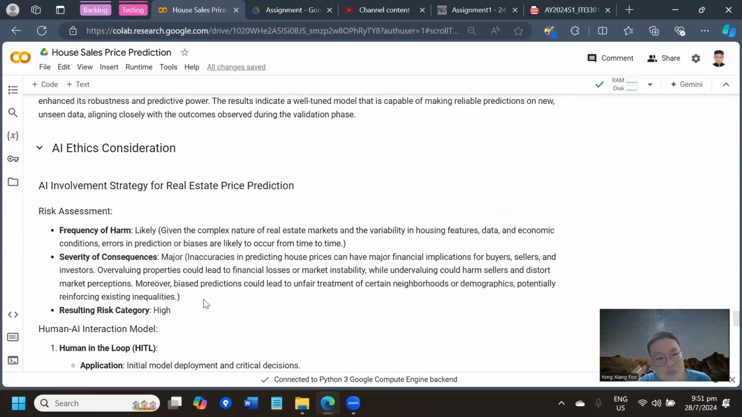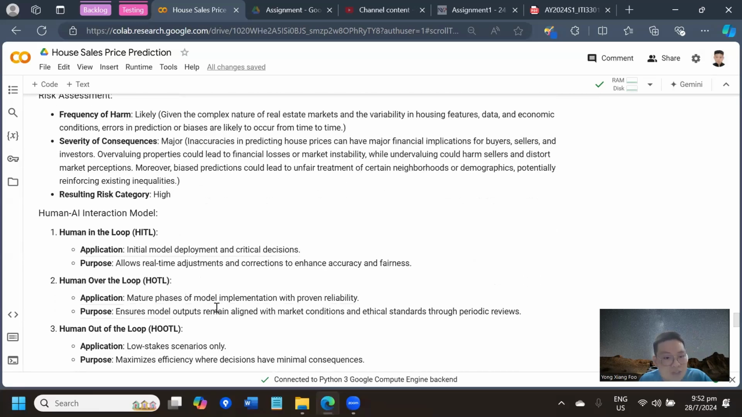And some AI ethics to consider is that because this is a housing sales price, right? If I predict wrongly, the severity is very high because it's a house, it's very expensive. So it could lead to financial loss if predicted wrongly. And because the housing sales price is affected a lot by the country's economy, it is likely to predict wrongly, especially at the start. So when the company first deploys this model, they have to have a human in the loop. Then when it starts to have confidence, it's mature already, then human over the loop. Then when there are lower stakes, it can be human off the loop.